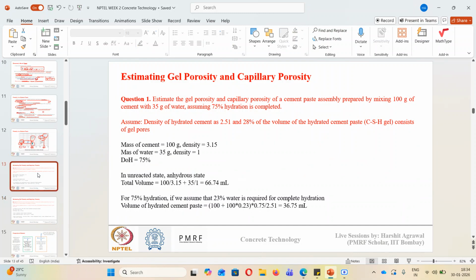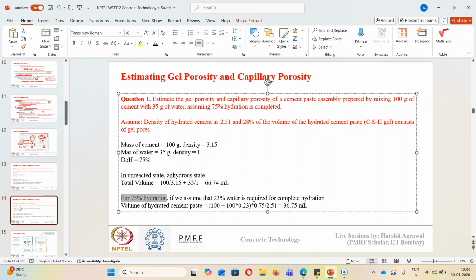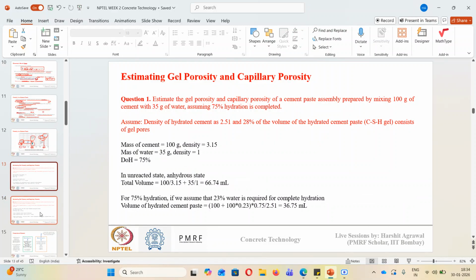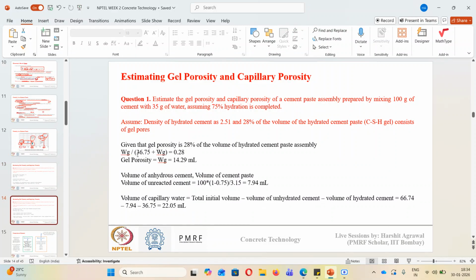You first need to find the initial volume of the system, which is the volume of water plus volume of cement. Then find the volume of reacted cement paste, which depends upon the hydration degree. Then the volume of unreacted cement. Once you do all these three calculations, you will get the gel porosity and the capillary porosity also.